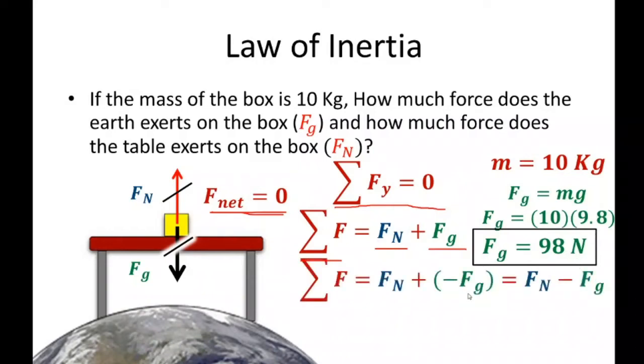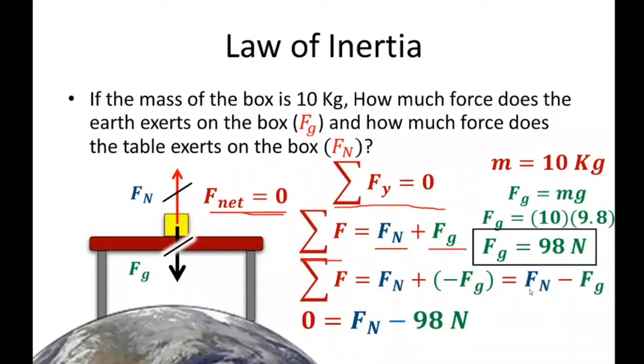So if we already know the force of gravity, we will substitute it here. We have the summation of the forces in the y equal to the normal force and the force of gravity. Since the force of gravity is directed downwards, it has a negative sign. So this now becomes normal force is equal to force of gravity. Then substituting values for force of gravity, which is 98 Newtons.